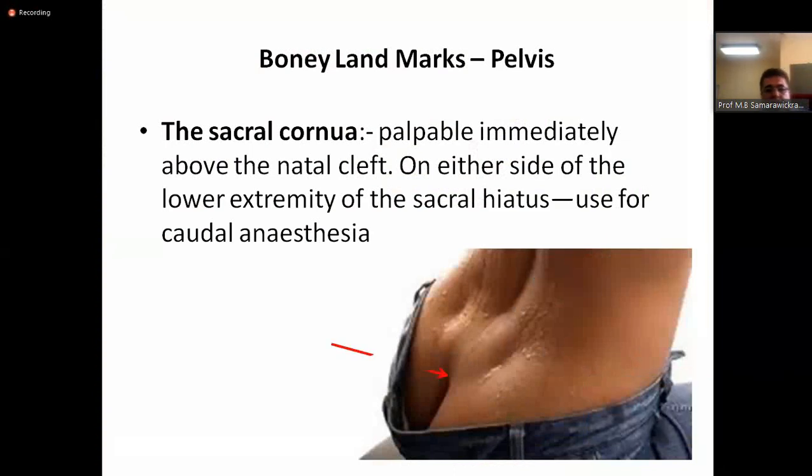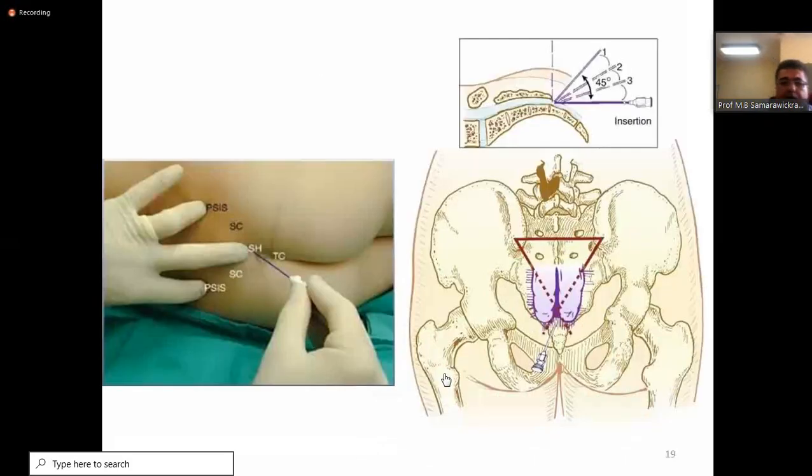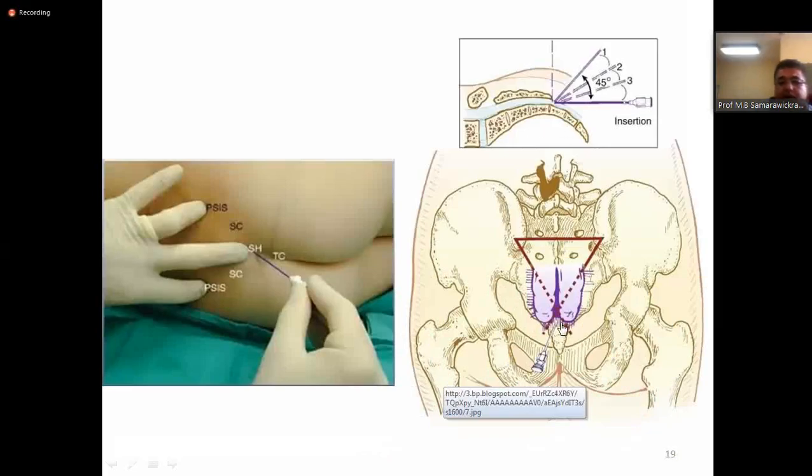Sacral cornua, that is palpable immediately above the natal cleft, right, on either side of the lower extremity of the sacral hiatus, used for caudal anesthesia. So you can feel the sacral cornua on either side of this upper part of the natal cleft, and in between you can see the sacral hiatus like this.